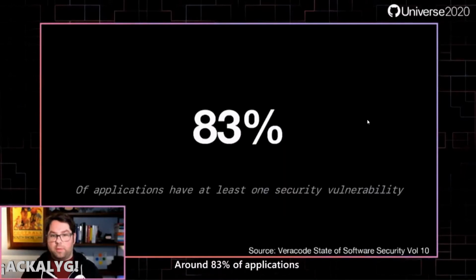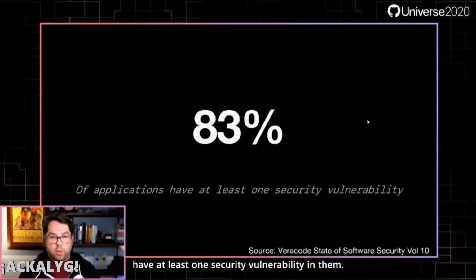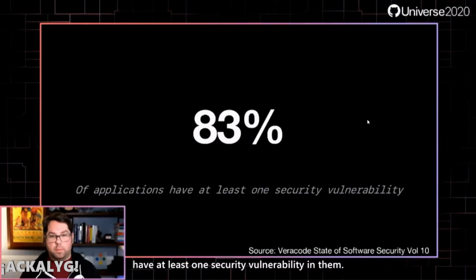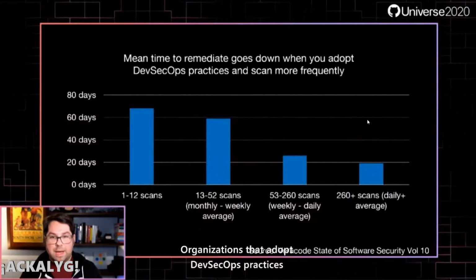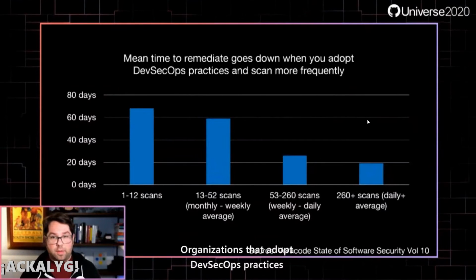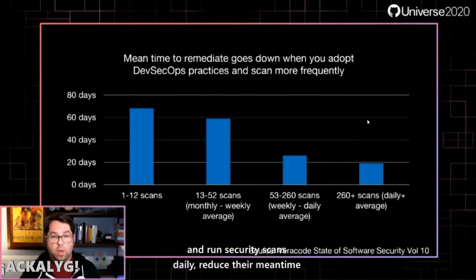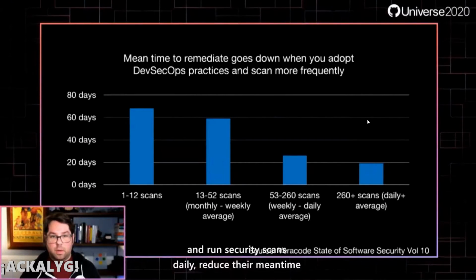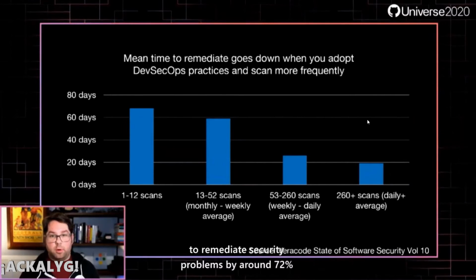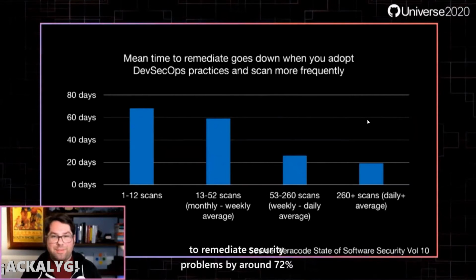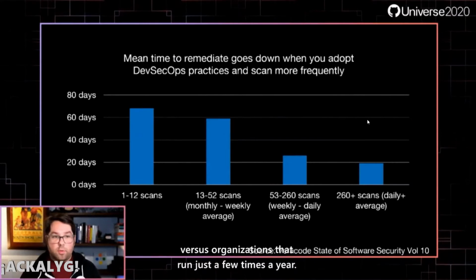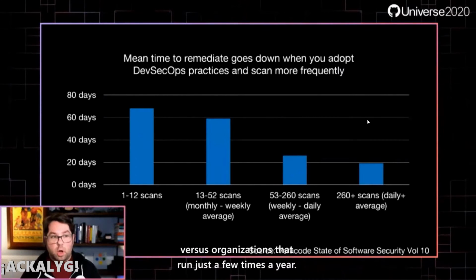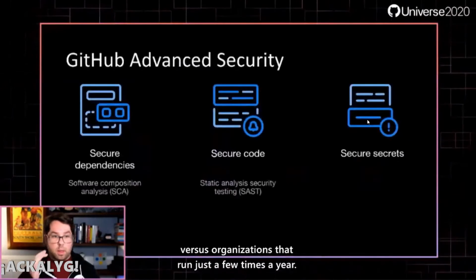Around 83% of applications have at least one security vulnerability in them. Organizations that adopt DevSecOps practices and run security scans daily reduce their mean time to remediate security problems by around 72% versus organizations that run them just a few times a year.